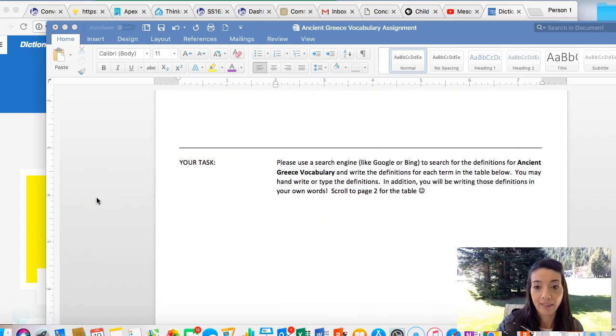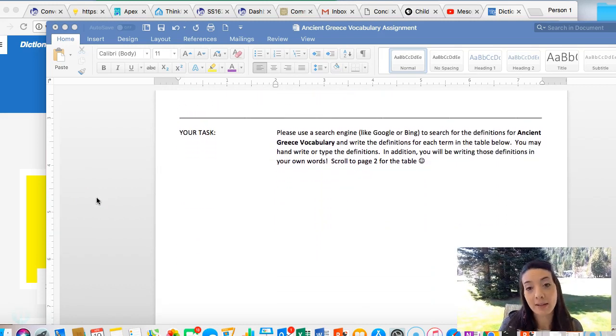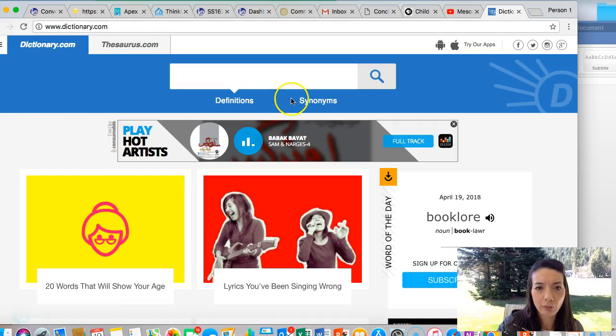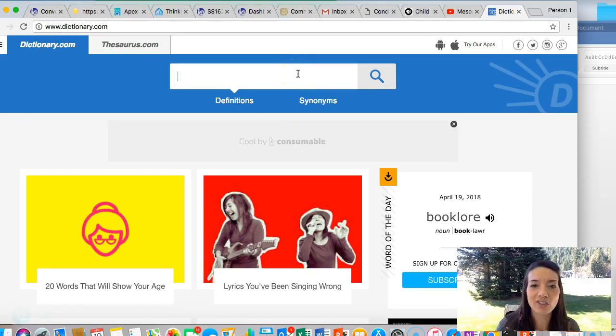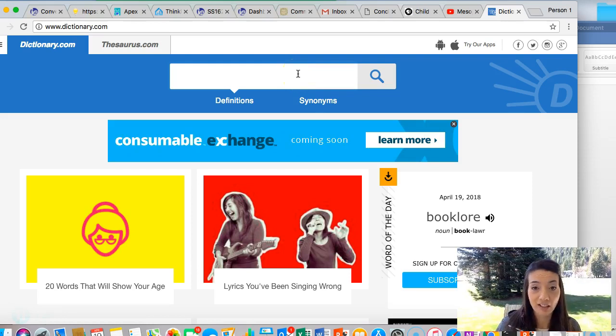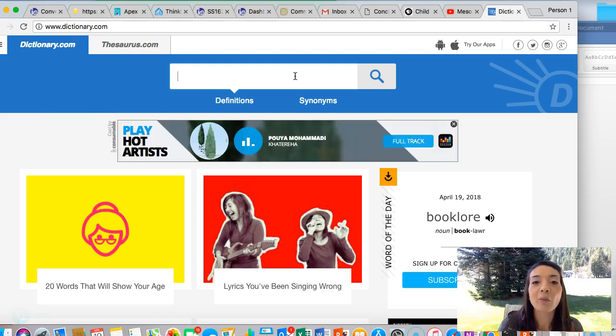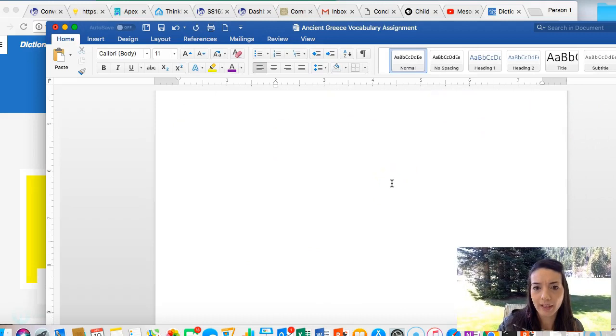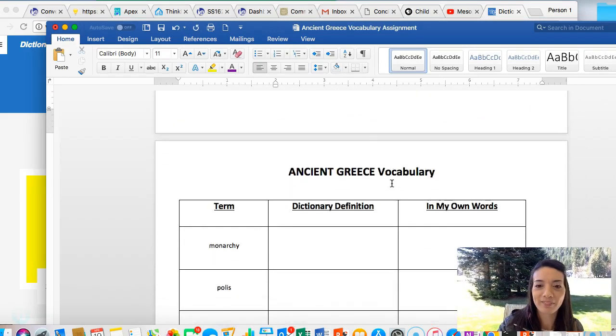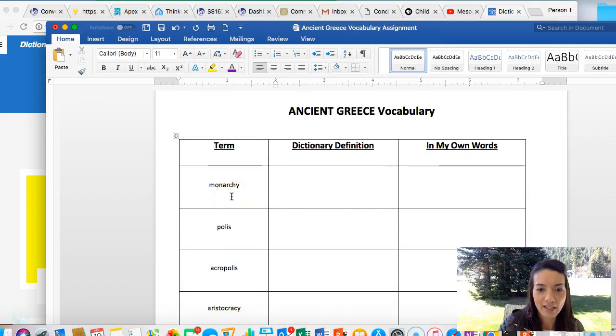Now this vocabulary assignment is just like all of the vocabulary assignments that you've had. So you're going to use a search engine like Google or Bing to find an online dictionary. Now, if you have a book dictionary, that's great. You can use that too. But if you don't have a dictionary at home, then you can pull up an online dictionary. And the one that I have pulled up is justadictionary.com. So what you do is scroll to page 2, and you type in each of these terms.